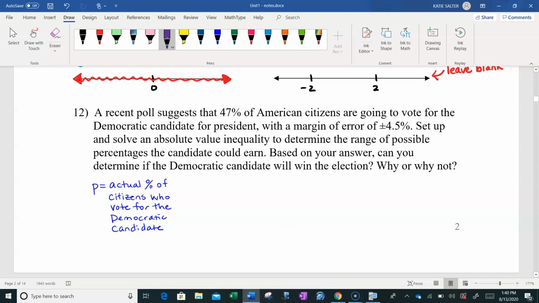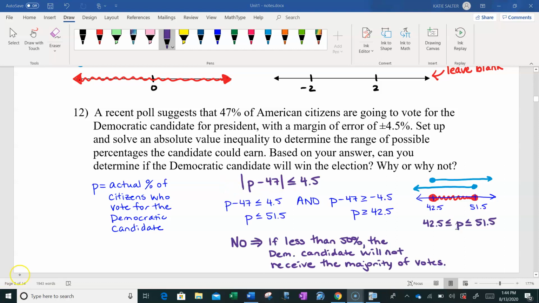So what we're going to do is say the difference between the true proportion of citizens who vote for the Democratic candidate and what we think it's going to be, which is 0.47, which is 47%, is going to be less than or equal to 4.5%. Now, the reason why it's less than or equal to is because a margin of error means within that. It could be as high as 4.5% over 47% or as low as 4.5% off of 47%. So we work it out.